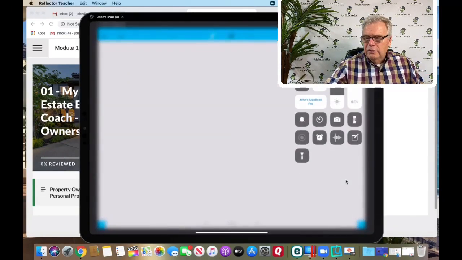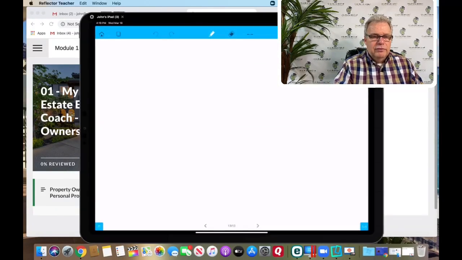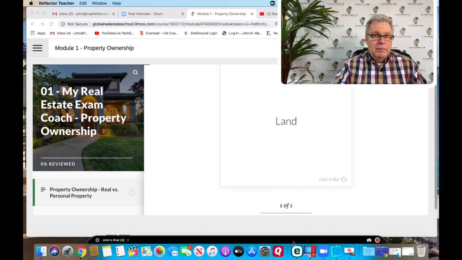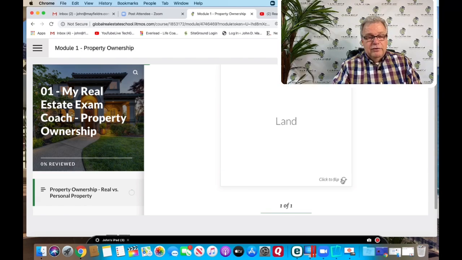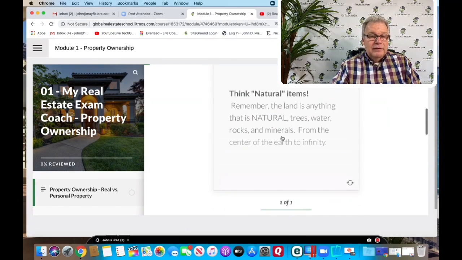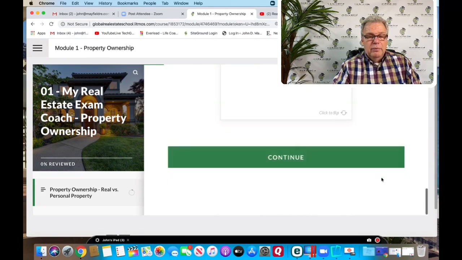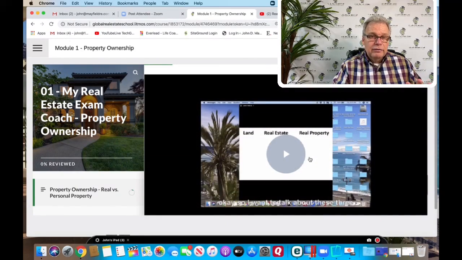Now, I did this yesterday, so I'm going to scoot this down here, and then I don't have to worry about putting that code in each time. Okay, so we've got the definition here of land. Remember, land's the natural items, center of the earth to infinity. Real estate, real property, gone over that. Any questions you have, put those in the chat box and I'll answer those at the end.